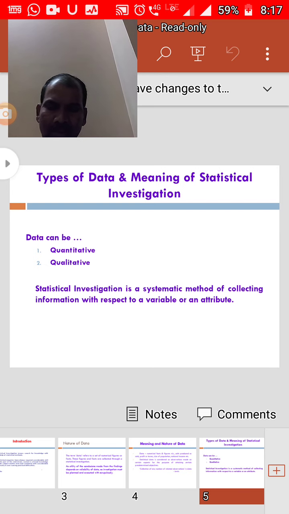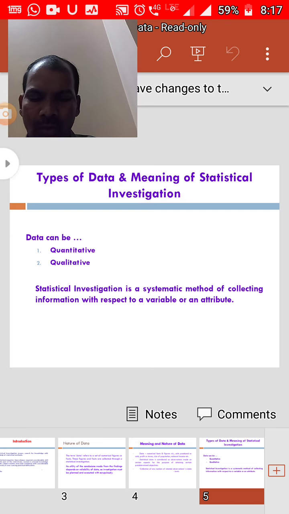A statistical investigation is a systematic method of collecting information with respect to a variable or an attribute. This aims to achieve a particular objective or purpose. A statistical investigation is a search for knowledge, as we have discussed in the first slide, conducted with the help of appropriate statistical principles and techniques. It's a process where an individual or an agency collects relevant information in numbers rather than in words.